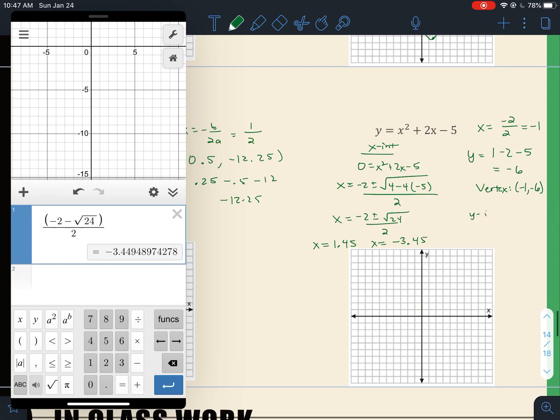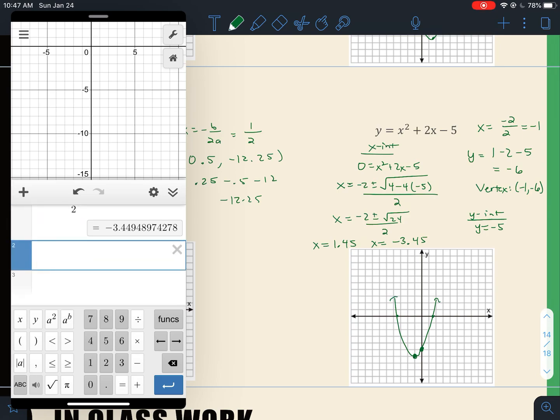My y-intercept, plug in 0 for the x's, and my y-intercept should be at negative 5. So let's do this. So negative 1, negative 6, 1, 2, 3, 4, 5, 6. There's my vertex. My y-intercept is at negative 5. My x-intercepts are at 1.45 and negative 3.45. And then if I connect those, there's a sketch of that parabola.